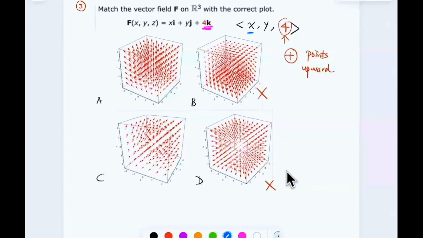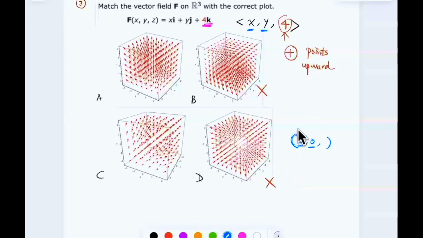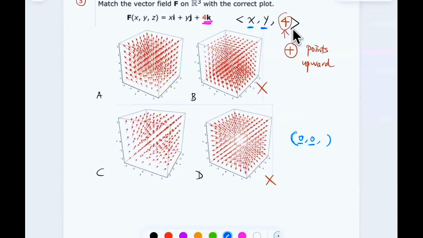So Andrew has the idea. Say that one more time. If you plug in 0 for X and 0 for Y, you should have the vector field pointing straight up the middle. Right? Good. So he started plugging in the point. The point here will be 0, 0, right? When X equals 0 and Y equals 0, the output is going to be 0, 0, 4.